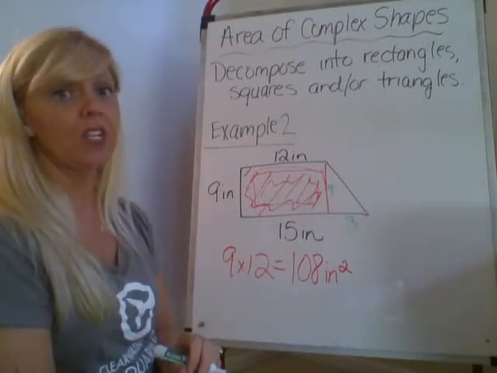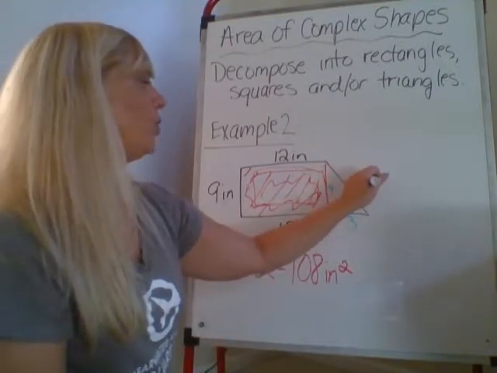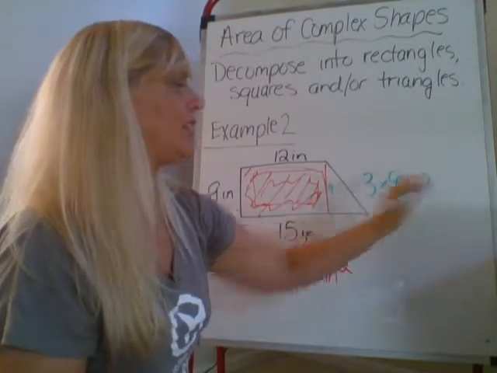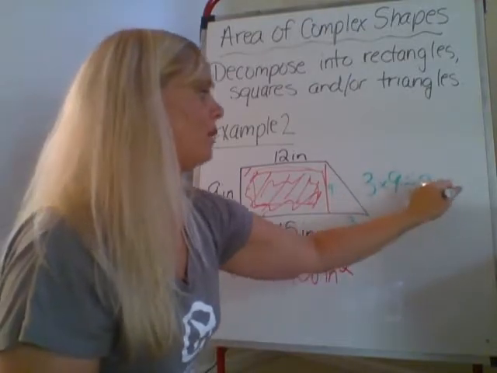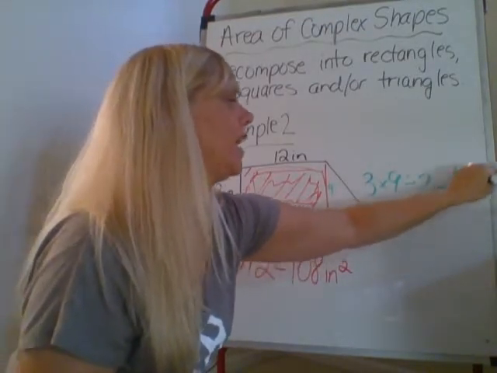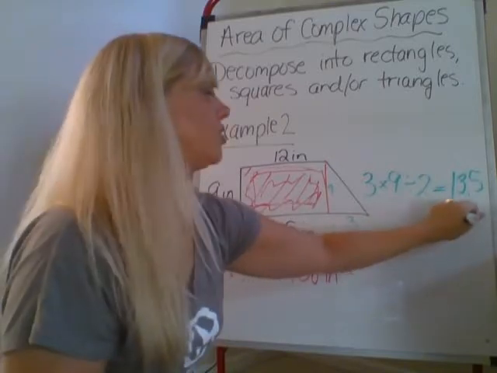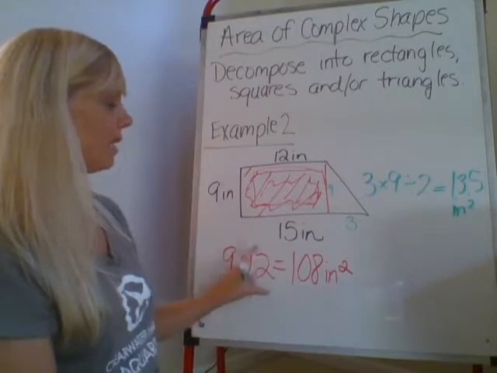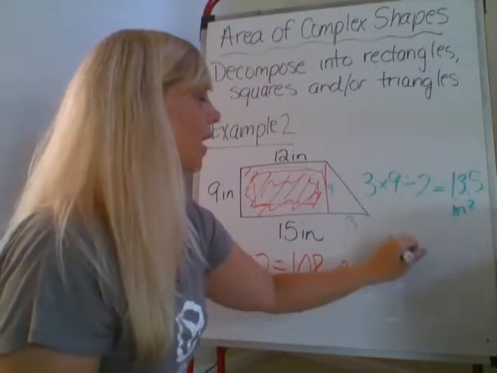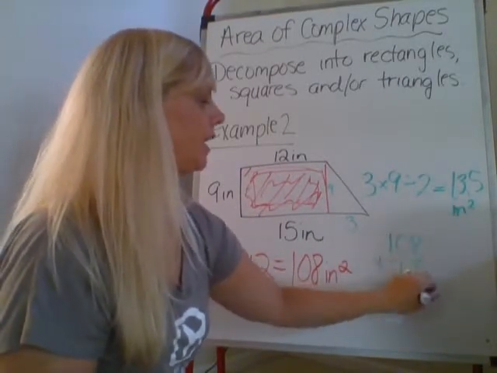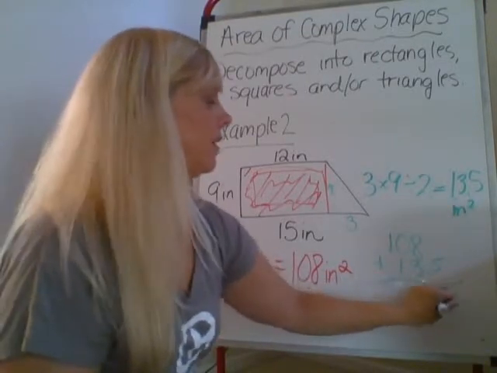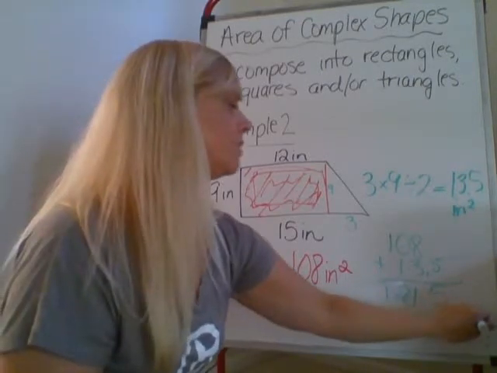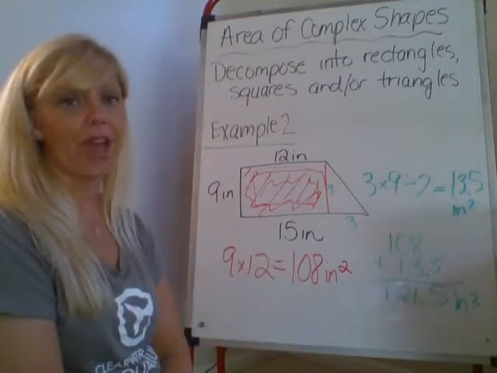That's 3. So how do we find the area of a triangle again? We do base times height and divide that by 2. So I have 27 divided by 2, which is 13 and a half. And that's inches squared. Then I add my green triangle and my red rectangle. So 108 plus 13 and a half gives me 121 and a half inches squared when I find the area of that.